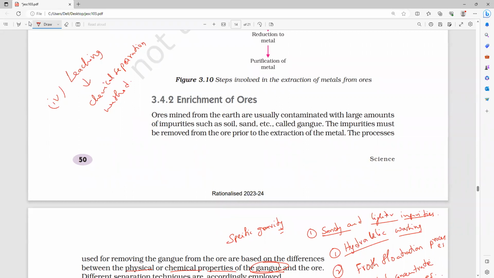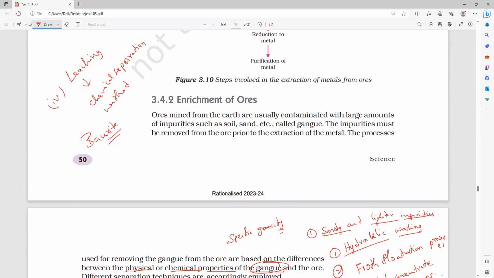Anybody can tell? Bauxite is the ore of what? Check your notebook and tell me. Bauxite is the ore of aluminium. So bauxite undergoes the leaching technique. Bauxite is the ore of aluminium, and we can separate the impurities by the leaching process.